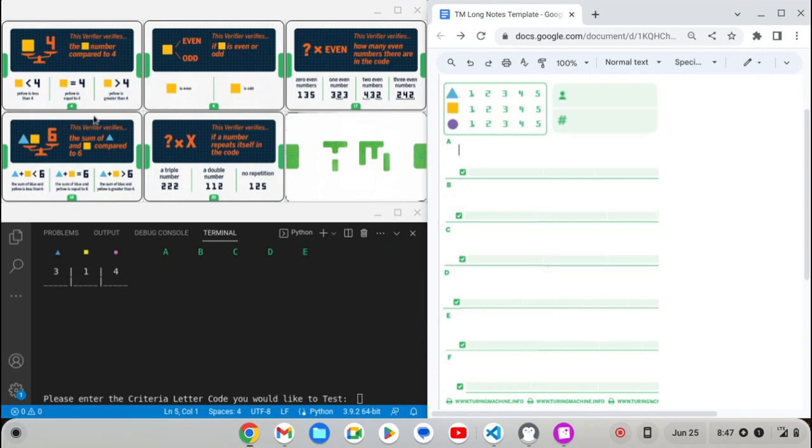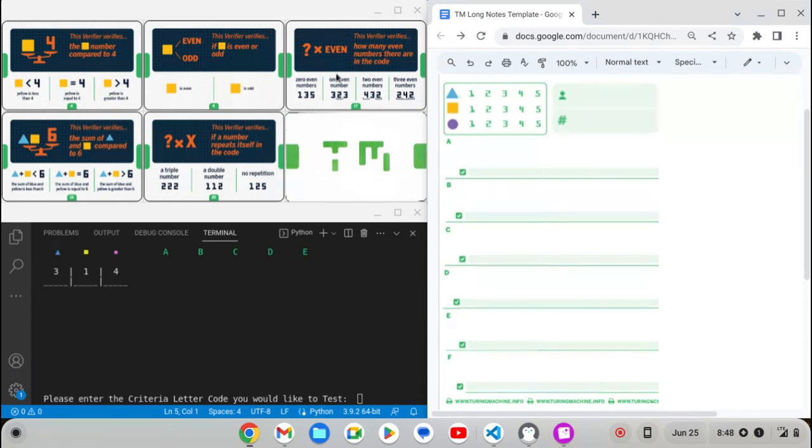So in the grid above, we've got our 5 criteria cards. On the top row, we've got criteria card A, criteria card B, and criteria card C. And in the bottom row, we've got criteria card D and criteria card E. Criteria card A looks at the middle digit, the square digit, and compares that value to the number 4. Should the value of square be less than 4, equal to 4, or greater than 4? Criteria card B will also look at that middle digit, the square digit, and will let us know whether the value is even or odd.